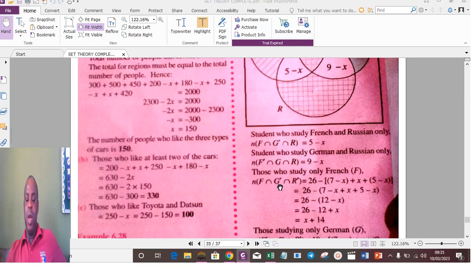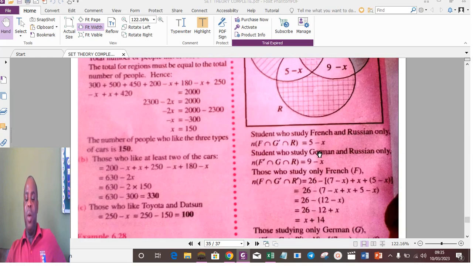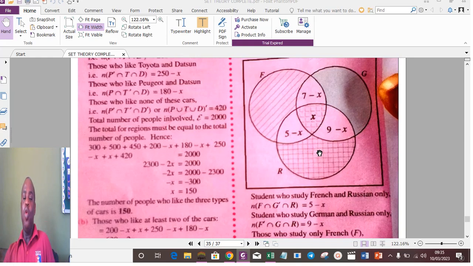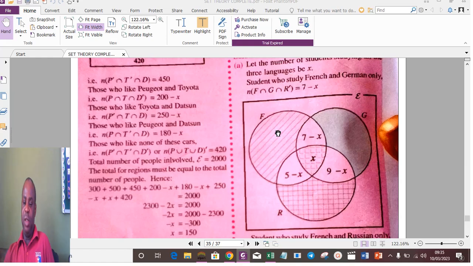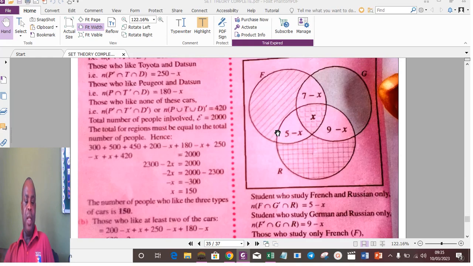So now let's look at this one. We have just explained those who study French and Russian only, those who study German and Russian only, and those who study French and German only are here. I've explained that. Now let's look at those who study only French. How do you get those who study only French? What are we told?